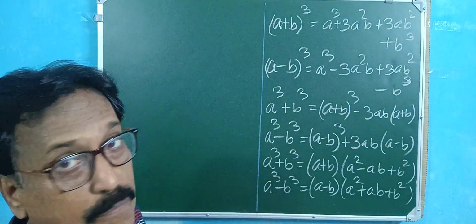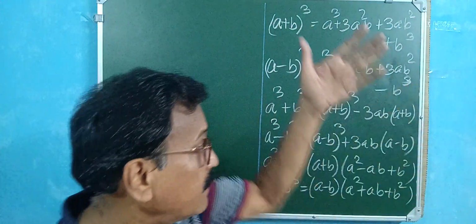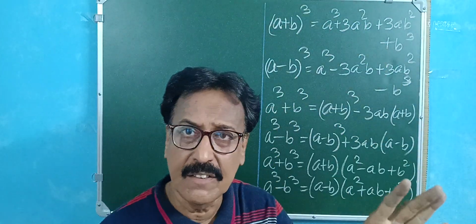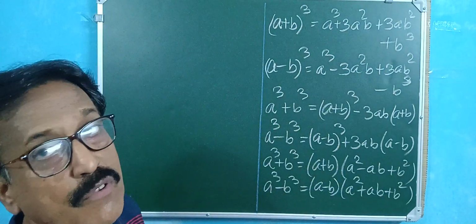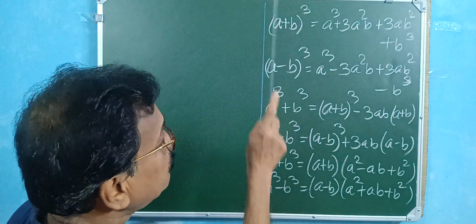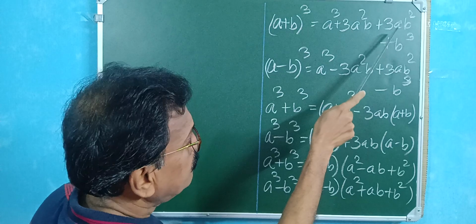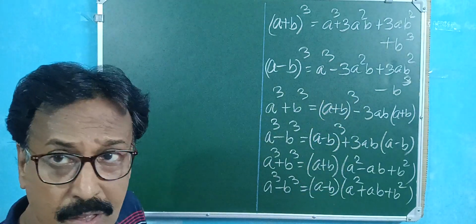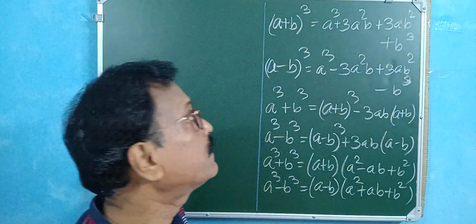So the first formula of the cube is (a plus b) whole cube. You just write down all the formulas here and learn and understand them. If you understand the formula properly, maths will be much easier to solve. So (a plus b) whole cube is a cube plus 3a square b plus 3ab square plus b cube.